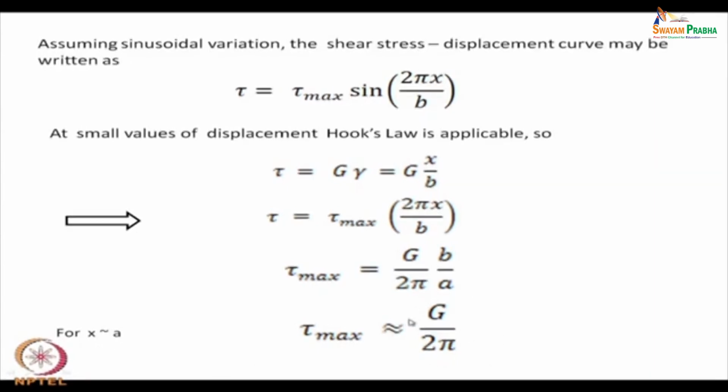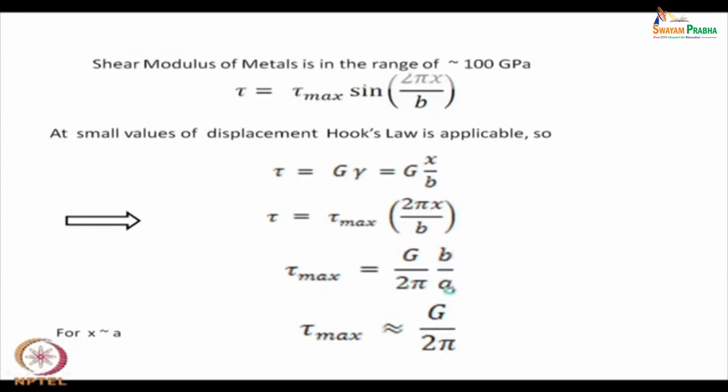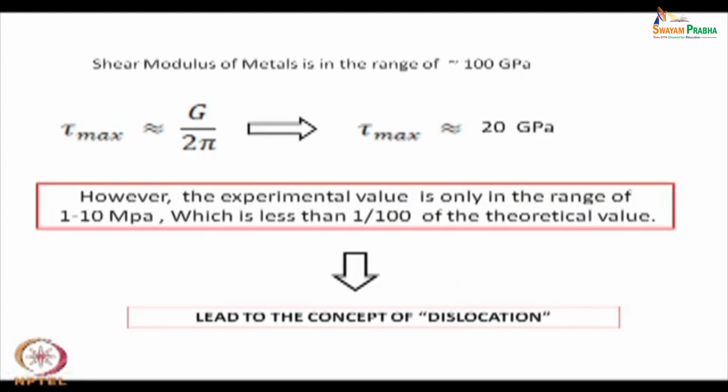So, if we know the shear modulus, then you can find out what is the maximum shear stress needed for the deformation to take place. That is a fairly simple calculation, and of course an approximate calculation, not a very accurate one. It is just an order of magnitude calculation. Shear modulus of metals is in the range of about 100 GPa, and if you use that value, tau max is of the order of 20 GPa. It comes to about that value.